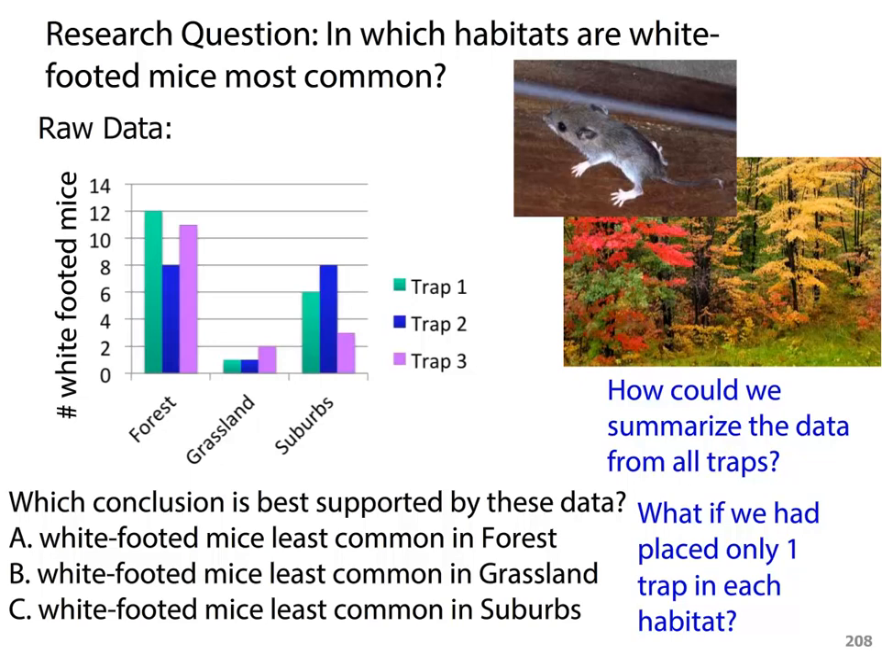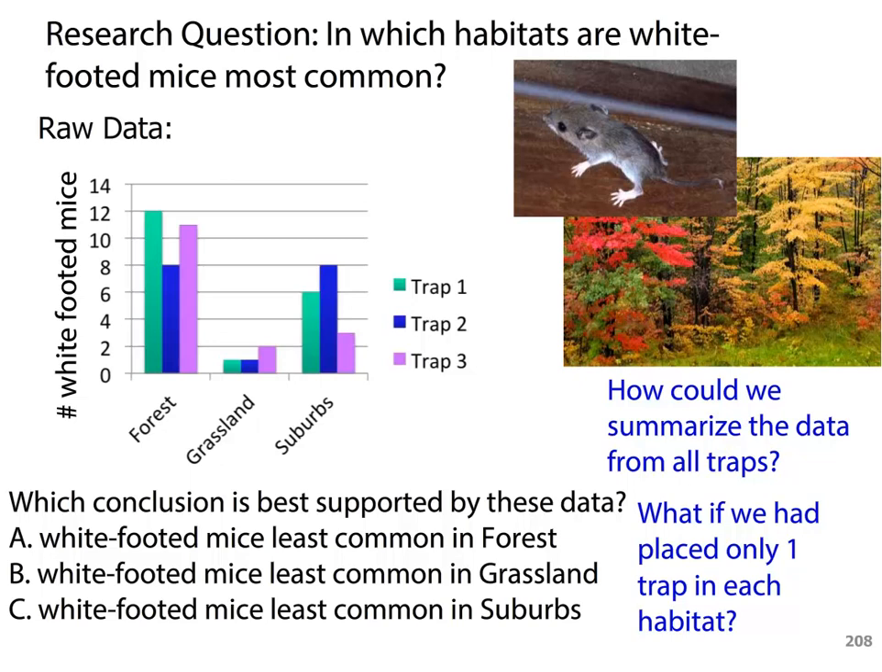Now, what's the first thing you do when you see a graph? By the way, the answer is not panic. Don't panic, okay? Part of what I want you guys to be able to do in this class is to learn to read scientific evidence and information. A lot of times we use graphs to show what we find. So the first thing you do when you see a graph like this is you read your axes. What's the y-axis? That's the number of white-footed mice. What's the x-axis? That's the 3 different habitats, the forest, the grassland, and the suburbs, okay?